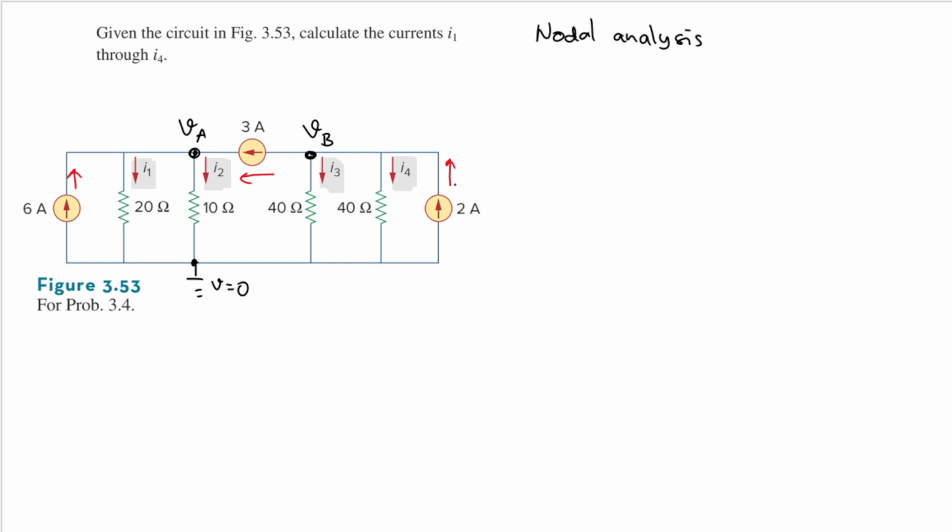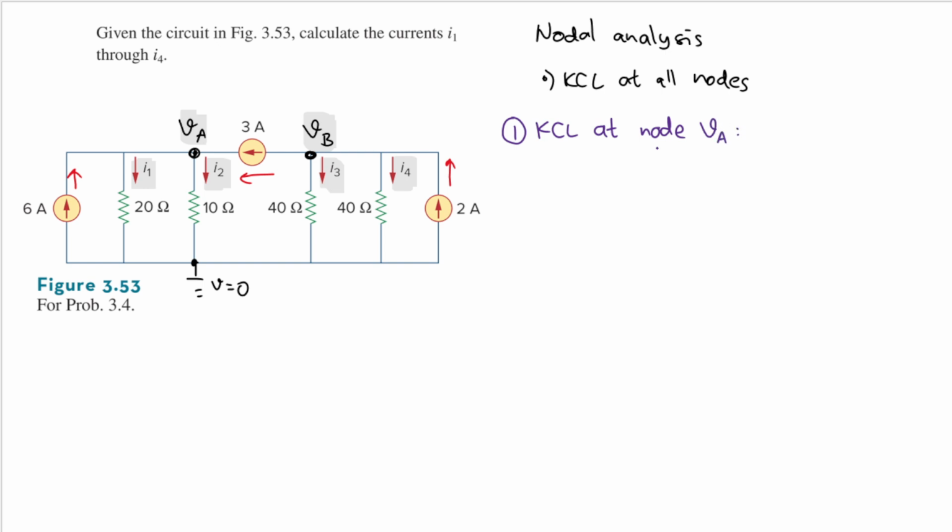Okay, now what can we do? We can do KCL at all nodes. So the principle of nodal analysis is to do KCL at all nodes. Here we have VA and VB. So we need to do KCL at VA, and also we need to do KCL at VB here. Let's do exactly that. So the first thing that we need to do is KCL at node VA.